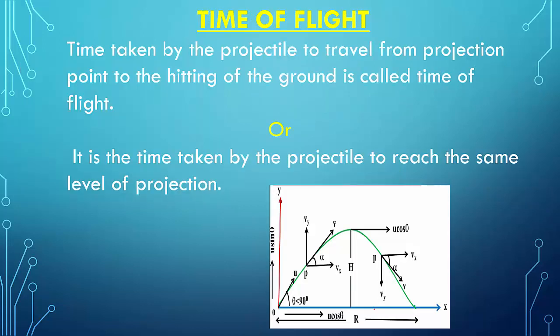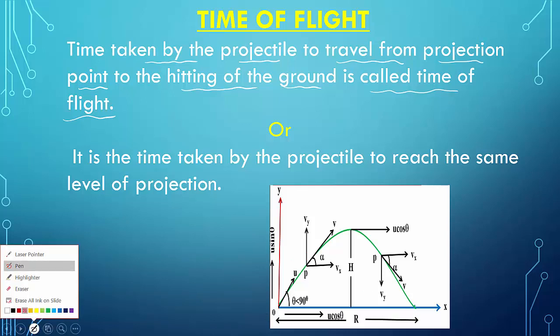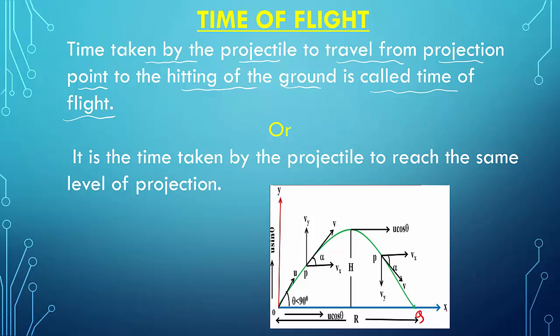Then the last parameter is time of flight. Time of flight means the time taken by the projectile to travel from the projection point to hitting the ground. You can observe this picture: from O, again it comes back to the ground. We can take here O to Q. From O to Q, the time taken by the projectile to travel from the point of projection to the hitting ground is called time of flight. Or we can also define it as the time taken by the projectile to reach the same level of projection.